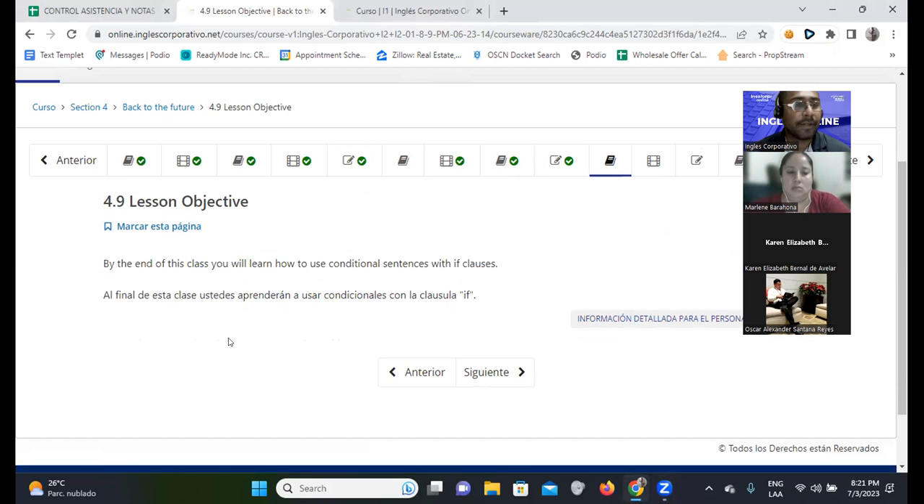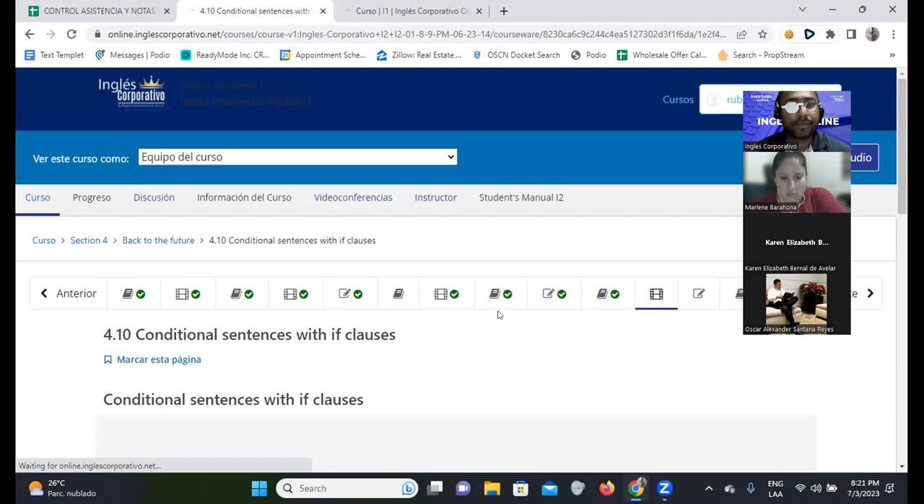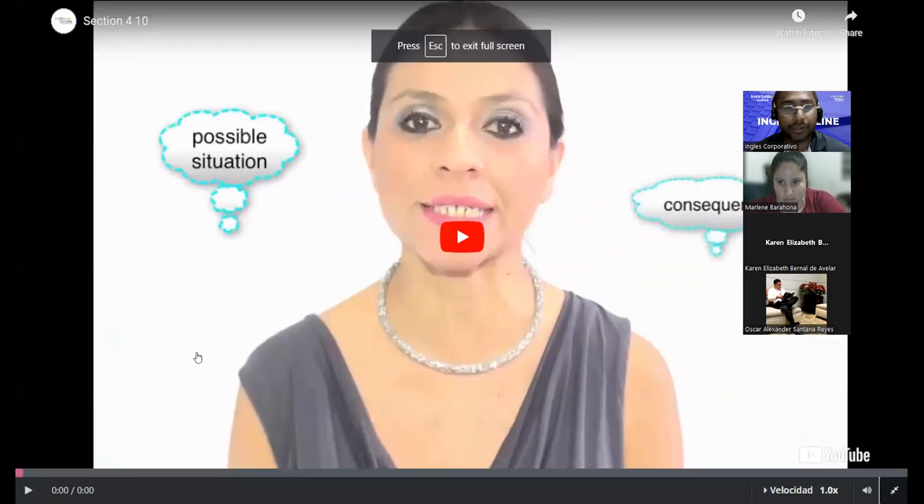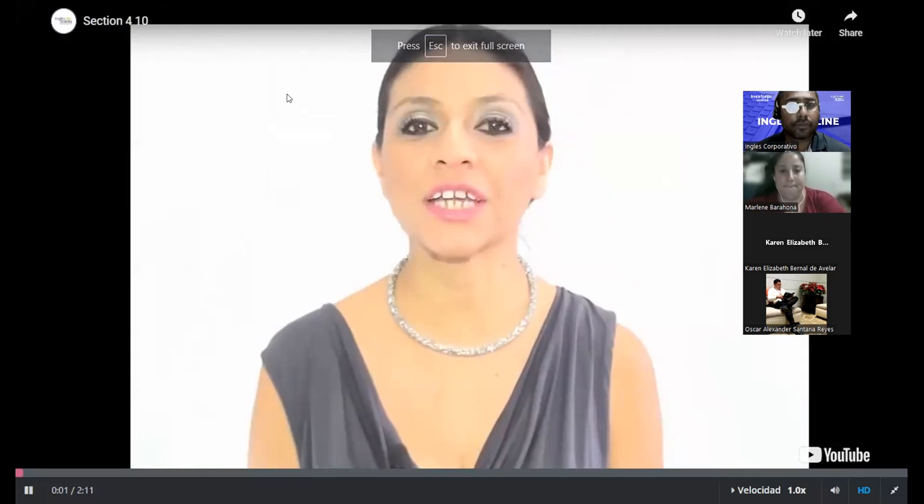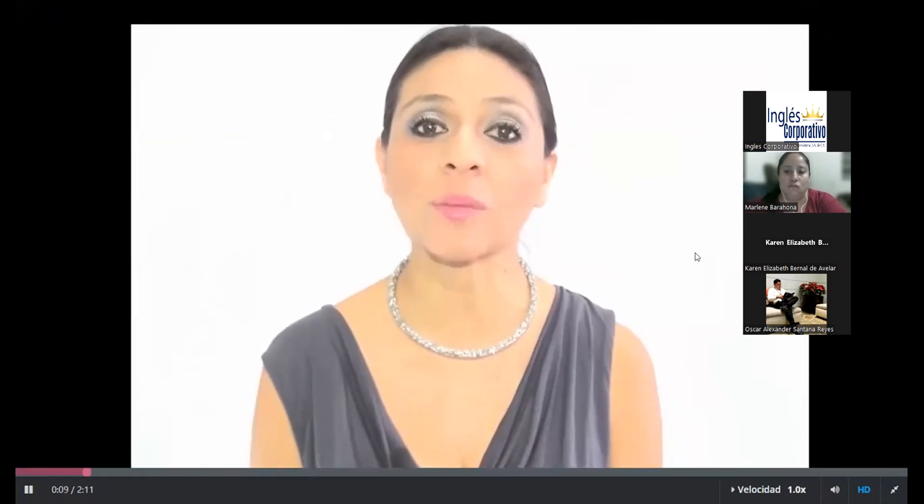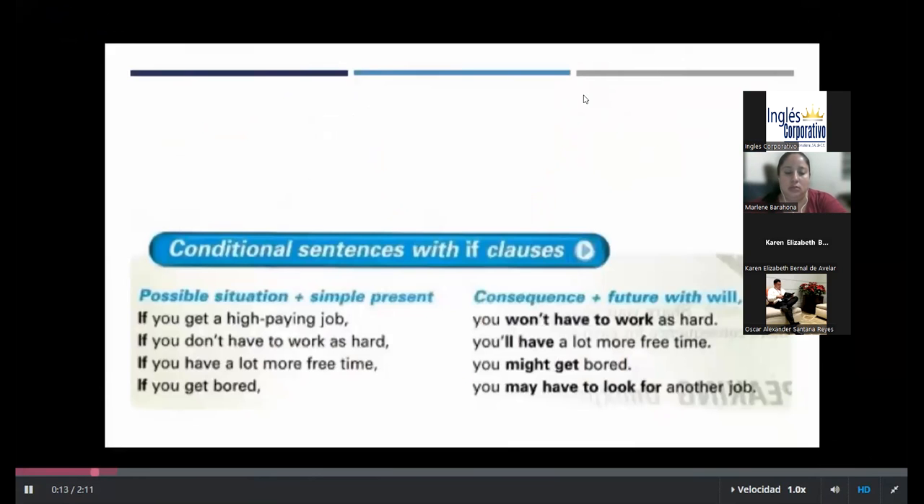By the end of this class, you will learn how to use conditional sentences with if clause, right? We were looking at possible situations. More explanation. Conditional sentences with if clauses. Can everybody hear? Possible situation plus simple present: if you get a high-paying job. Consequence plus future with will, may, or might: you won't have to work as hard. If you get a high-paying job, you won't have to work as hard.